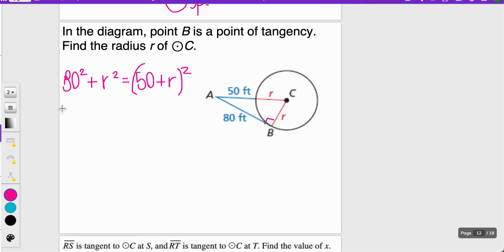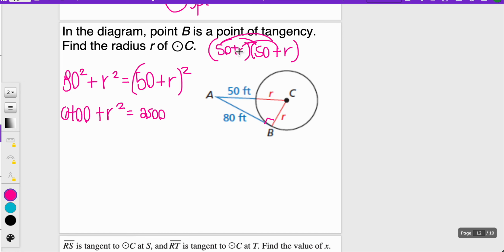80 squared is 6,400, r squared is just r squared, but then (50 plus r) squared, that would be like doing this, 50 plus r times 50 plus r. So if you're not familiar with the FOIL method, you're doing first, outer, inner, last. So 50 times 50 is 2,500, okay? Inner would be 50 times r plus another 50 times r, which would be 100r, and then plus r squared, okay?